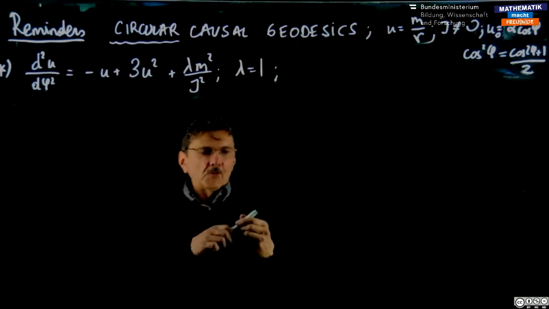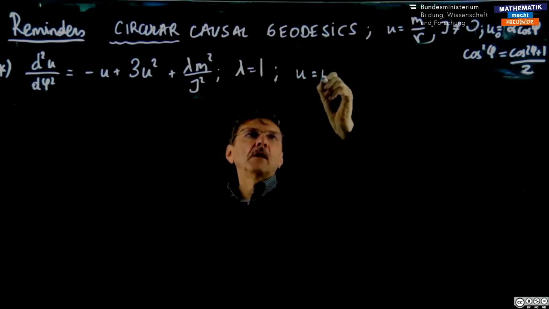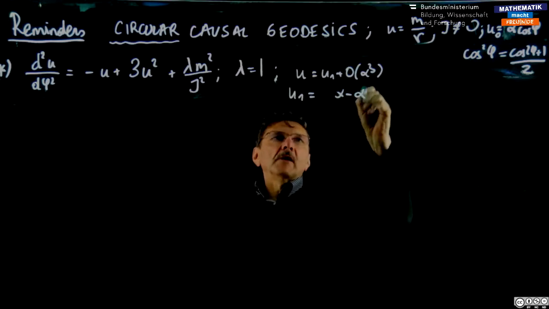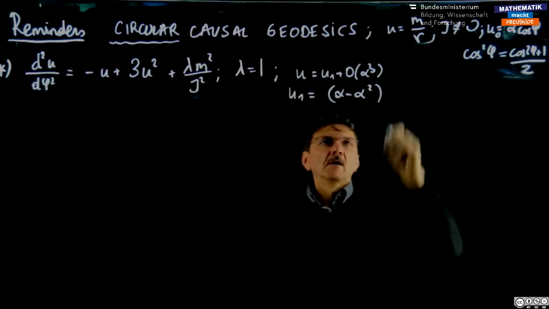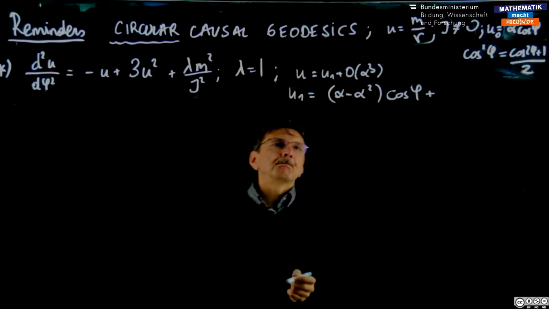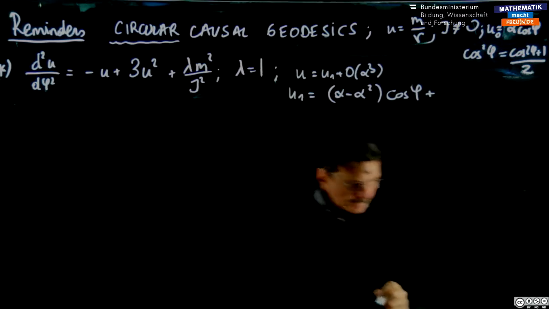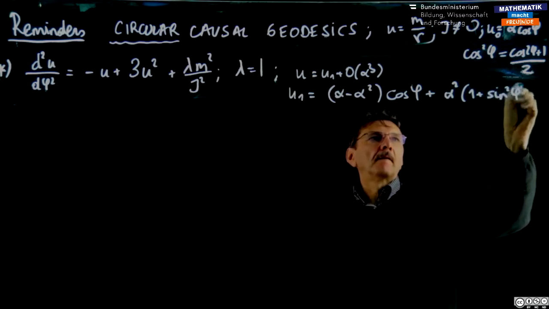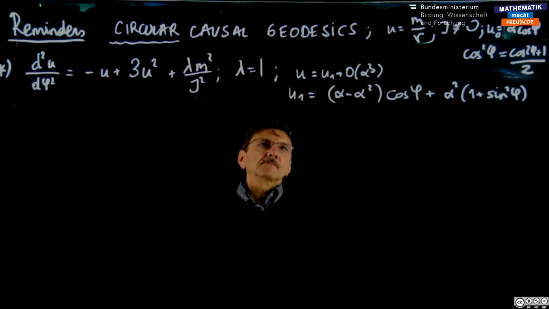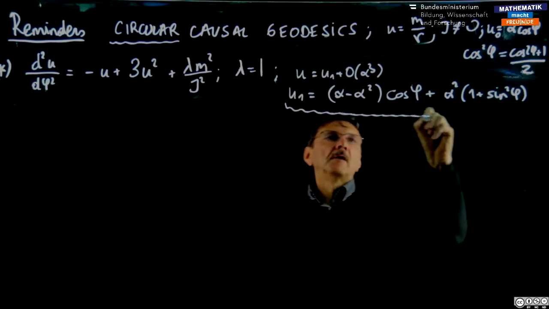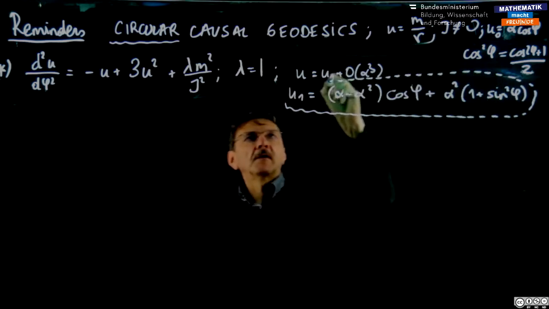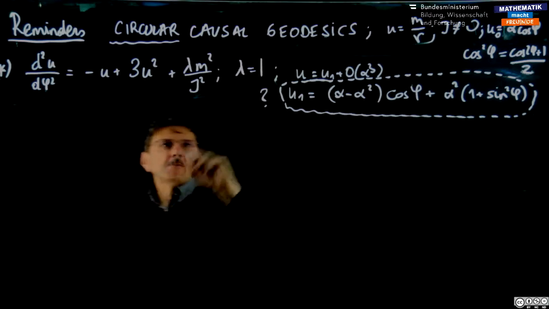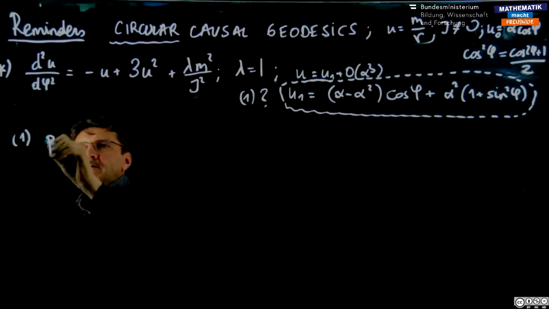So our solution, let me just write this again, U is U1 plus order of alpha cube. And U1 was alpha minus alpha square, if I just replace the value, cos phi plus alpha square. So up to error terms, this is the solution. And now we want to understand what this solution does. So this is a parametric curve on a plane.